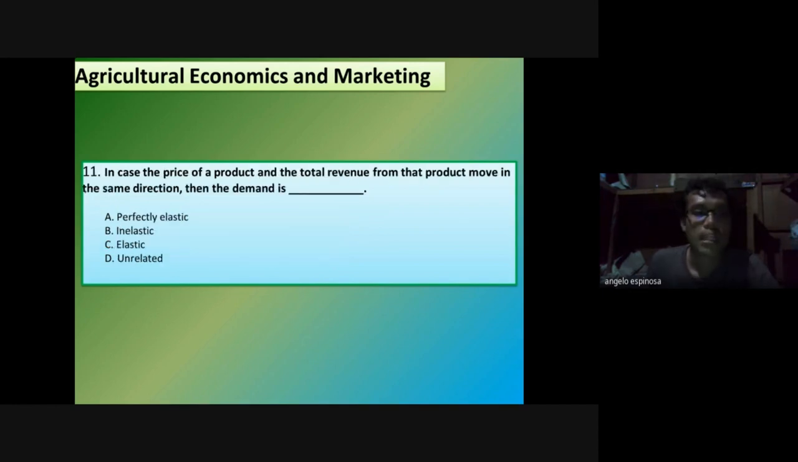Number 11, in case the price of a product and the total revenue from the product move in the same direction, then the demand is, whenever you say the same direction, automatically, that is inelastic.